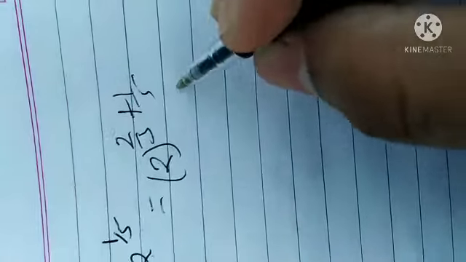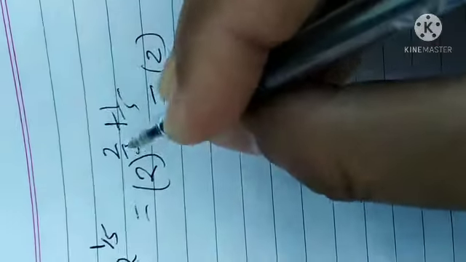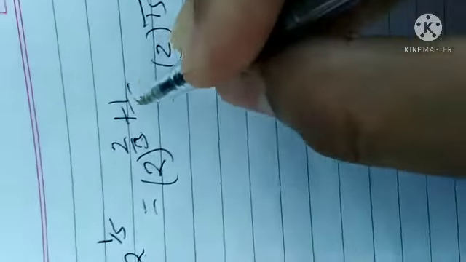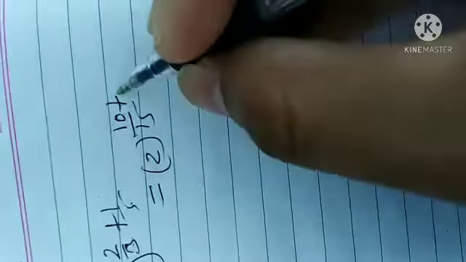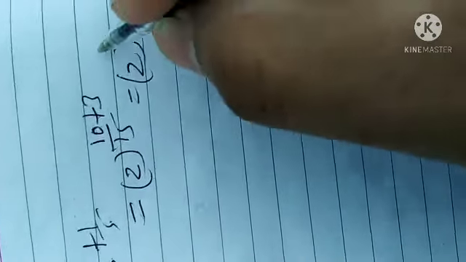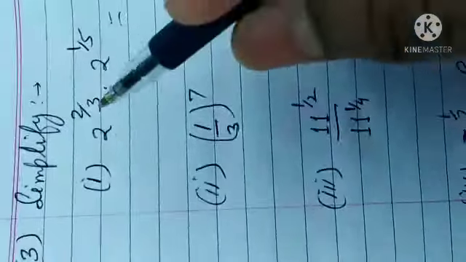So now what will we get here? Now for 3 and 5, take the LCM. The LCM is 15. 5 2s are 10, so 10, and 3 1s are 3, so 3. It means 2 to the power 10 plus 3, 13, so 13 upon 15. This is the final answer of this part.